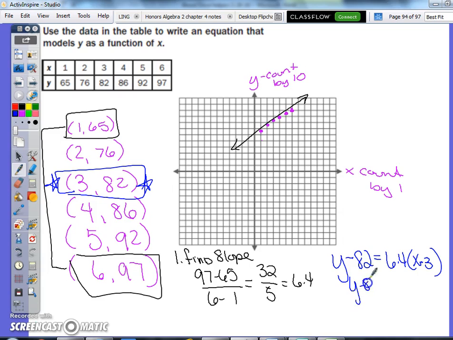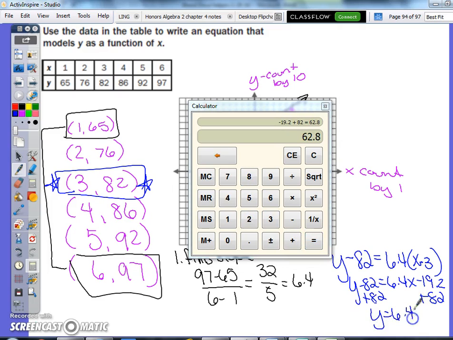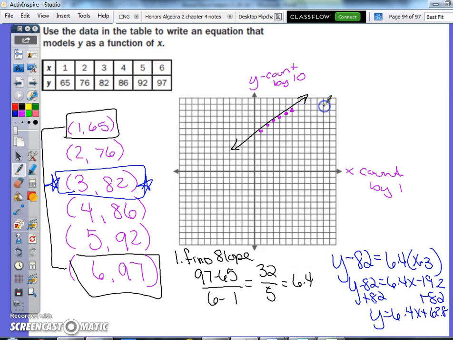So y minus 82 equals 6.4x. And then we're going to have 3 times 6.4, which gives me a negative 19.2. I'm going to add over the 82. So we're going to make that negative and add 82. And you're going to get y equals 6.4x plus 62.8. So you see, let's see, 10, 20, 30, 40, 50, 62. Look, that's about dead on where my y-intercept is.